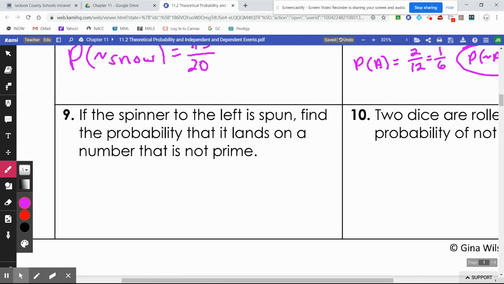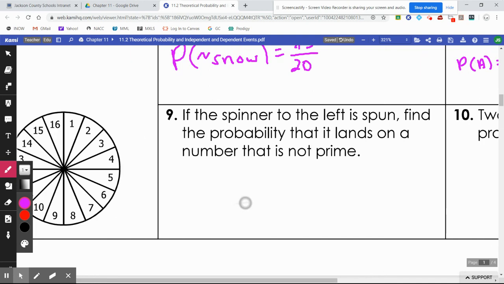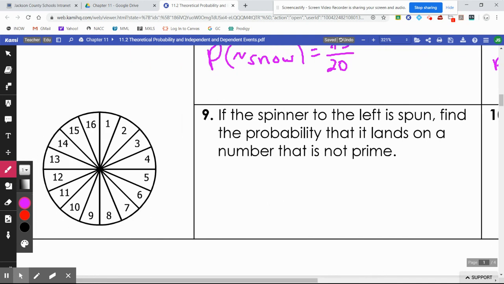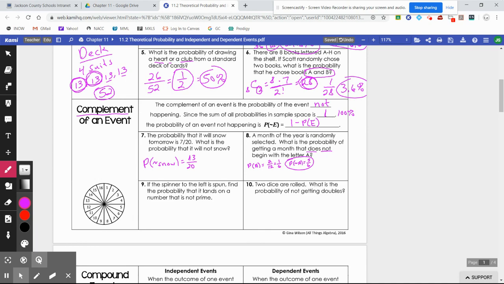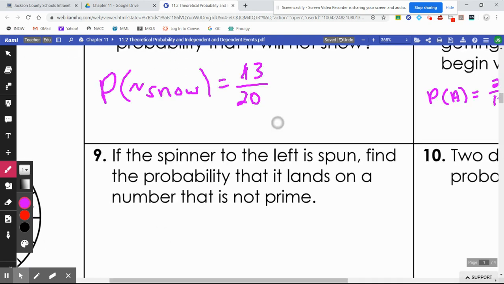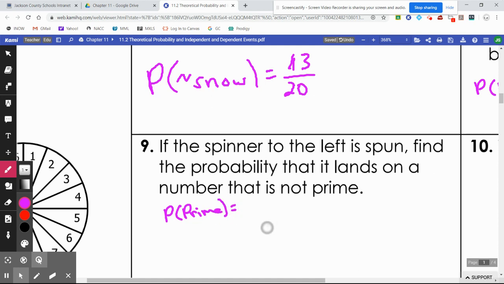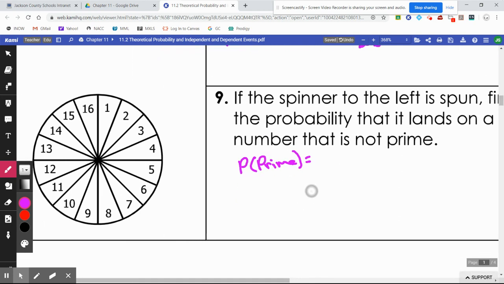Number 9, if the spinner to the left is spun, find the probability that it lands on a number that is not prime. So again, it might be easier here to find the probability that we will land on a prime, and use that to find the probability that it's not prime.